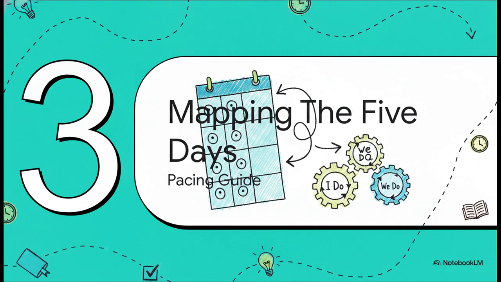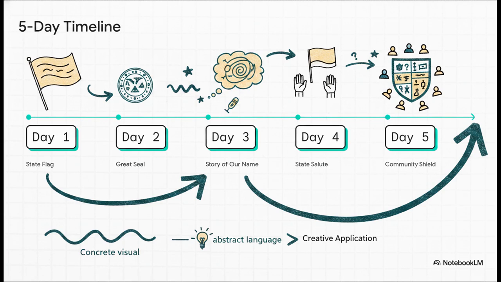Okay, let's jump into Section 3, Mapping the 5 days. Let's actually look at how this plays out chronologically. Notice the logical progression we've got going on here. On Monday and Tuesday, students explore highly concrete, immediate visual artifacts, the state flag and the Great Seal. On Wednesday, the focus deepens into linguistic history by exploring the Choctaw roots of the state's name. Thursday bridges the gap by tying a daily school routine, the state salute, back to those historical emblems. And finally, day 5 is pure synthesis, where students create a community shield. We're purposefully moving them from concrete visuals to abstract language to creative application.